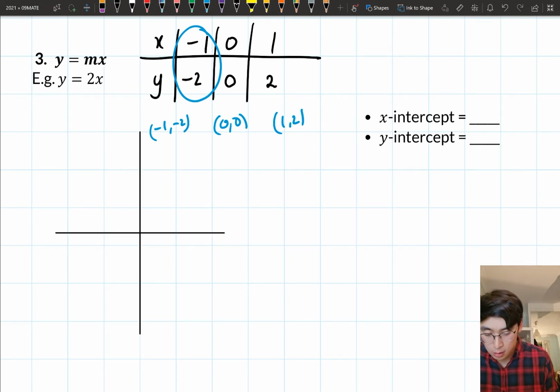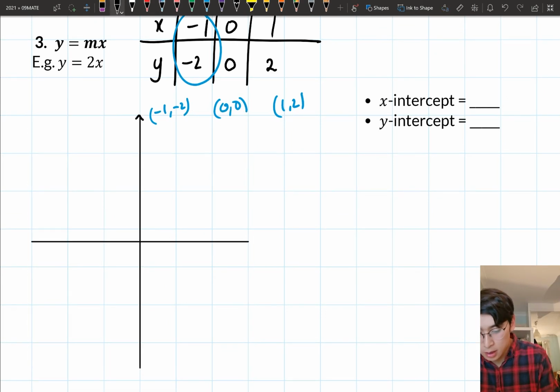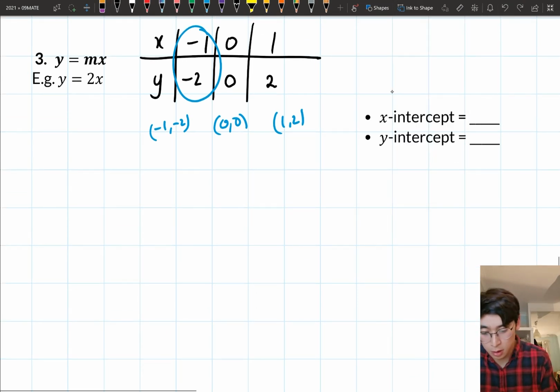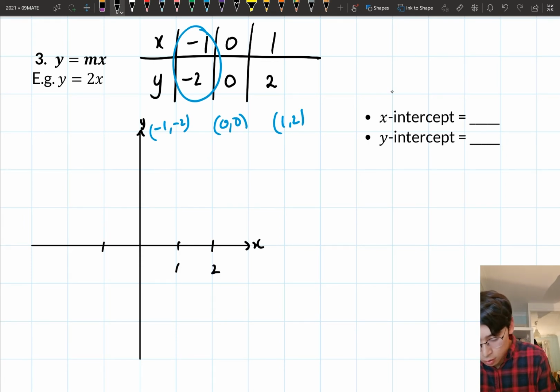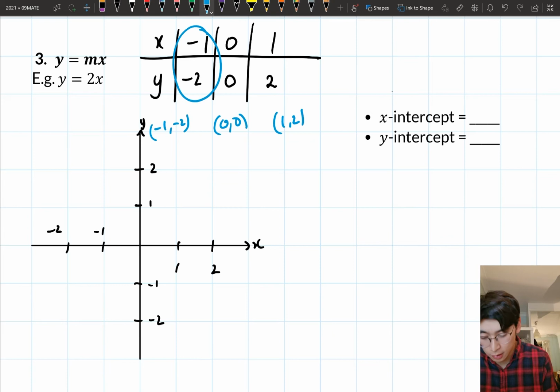So here, there we go. I've got my Cartesian plane here. Y, oh, what happened here? Why did it go lower than I needed to? Let me try that again. Shape, Cartesian plane. There we go. I've got Y, I've got X. And so we're going to plot these points. So we've got, let me put in a few values as well, just to make it easier. 1, 2, -1, -2. And so the points were -1, -2, 0, 0, and 1, 2.